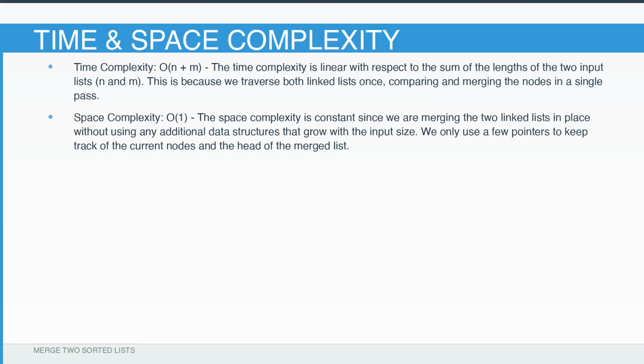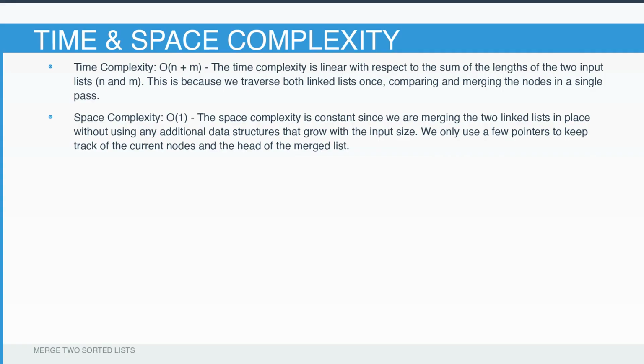The time complexity for merging 2 sorted lists is O(n plus m). Here, n represents the length of the first list and m represents the length of the second list. This means that the time it takes to merge the lists grows linearly with the total number of elements. We traverse each list only once, comparing elements and merging them into a single sorted list.